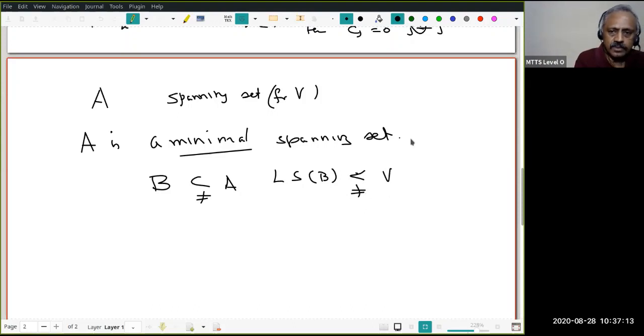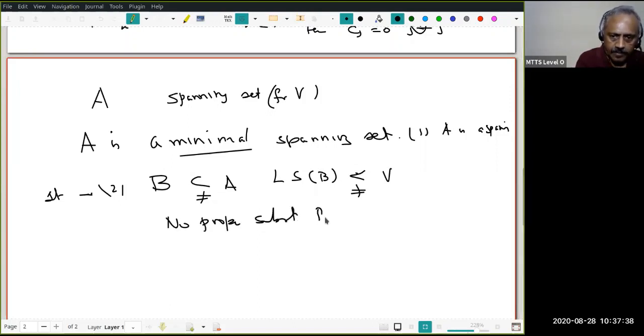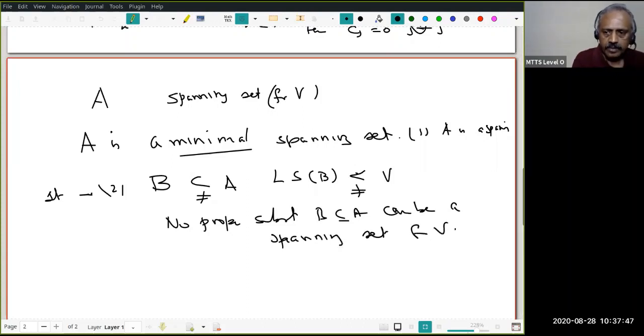So the first condition is A is a spanning set. I already assumed A is a spanning set, I'm just repeating. And second, among spanning sets, it's minimal. What does that mean? Nothing smaller than A, no proper subset of A can be a spanning set. That is the same as saying no proper subset B of A can be a spanning set for B. You understand this?